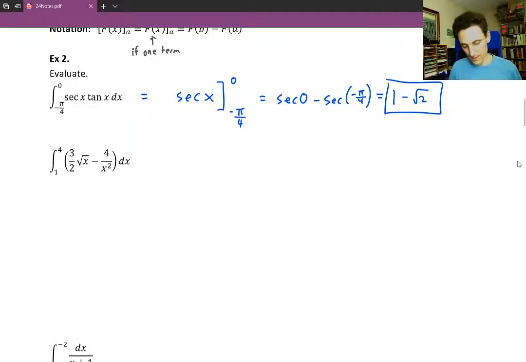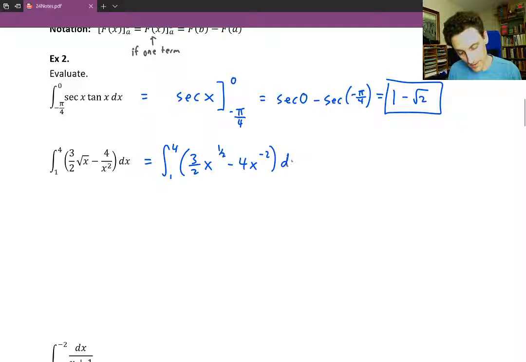Okay, so pretty straightforward. Now, for the next example, we have a little bit more complicated function inside. We have 2 over 3 times square root of x minus 4 over x squared. We'll want to rewrite these as x to a power of something before we try to find an antiderivative. Let's do that first. So we'll write the square root of x as x to the half. We'll write 4 over x squared as 4x to the negative 2. And don't forget your dx. Always that integral sandwich, right? The integral goes with the dx.